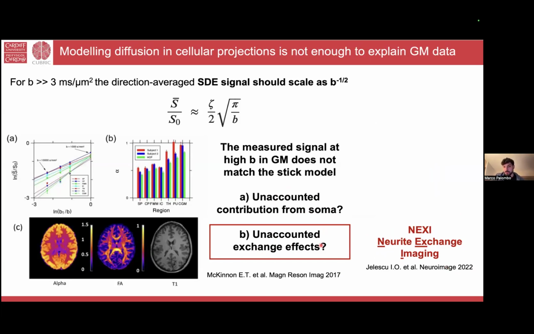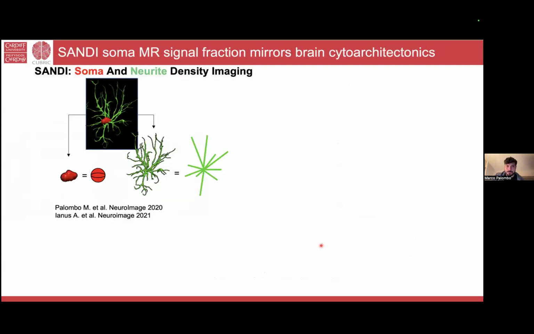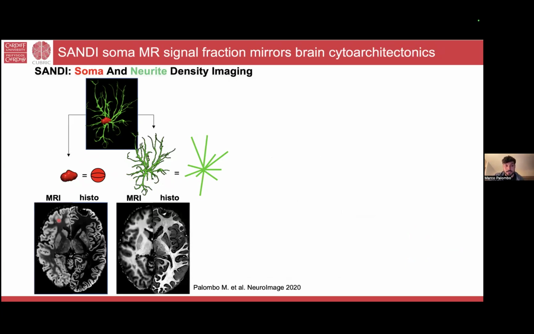So with the NexGen, we acquired data for both SANDI and NEXI, but in less than 2 months, we only had time to process and provide pilot results for the SANDI part, but we have data for the NEXI as well. The SANDI model very briefly decomposes the signal into signal coming from cell bodies and signal coming from the fibers. And we can then estimate mathematically the amount of diffusion MRI signal coming from each of these compartments, voxel-wise, and we have been comparing it, data acquired on the Connectome 1, with histological atlases.